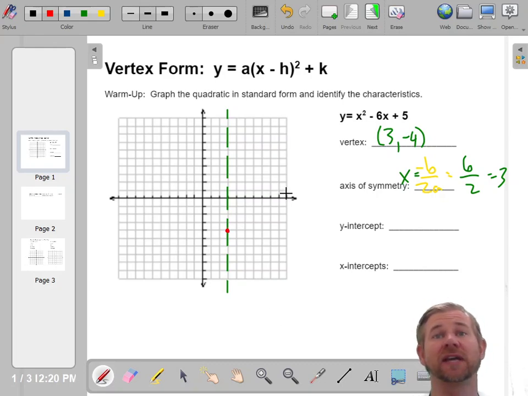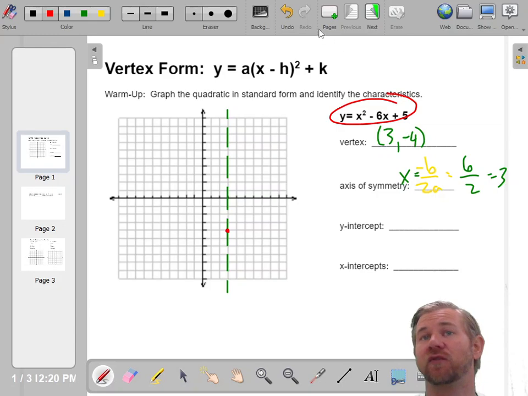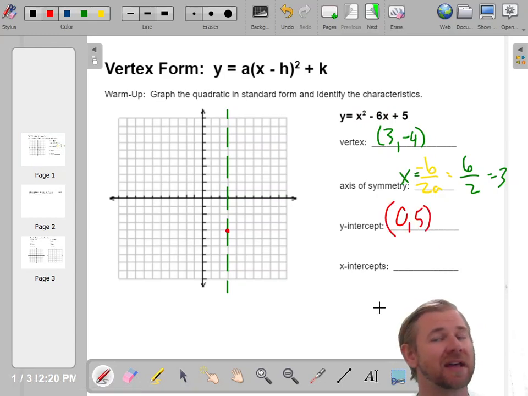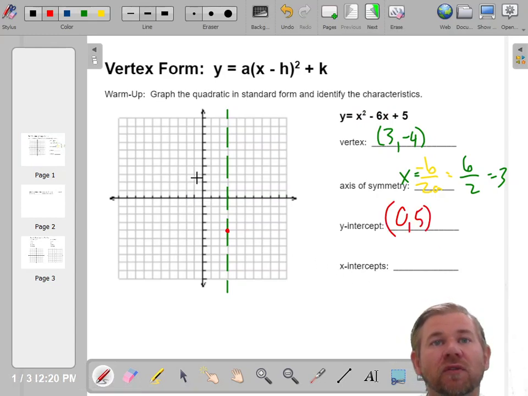Now to find the y-intercept, you plug in 0. In standard form, you can just look at it. Because if you plug in 0, that goes away, that goes away. It's 5. 0, 5. But that's not always true. 0, 5 is right here. 1, 2, 3, 4, 5. What I mean is, when you get to vertex form, you can't just look at the last term. And I'll show you that in a second.